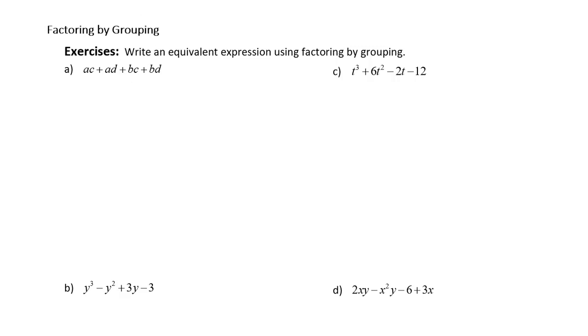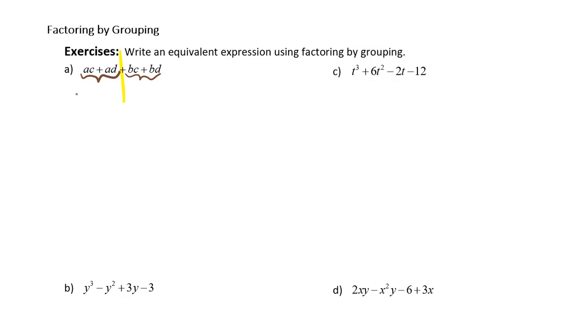I'll start off with this first one. I'm going to start out by drawing a vertical line in the middle where there are 2 terms on the left and 2 terms on the right. Then I'm going to see if there are any common factors in the first 2 terms and any common factors in the second 2 terms.